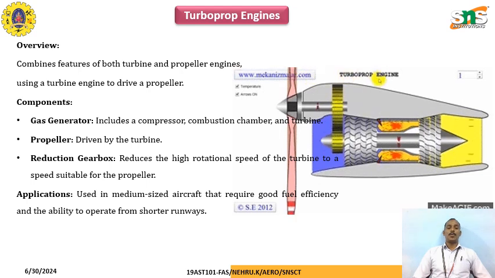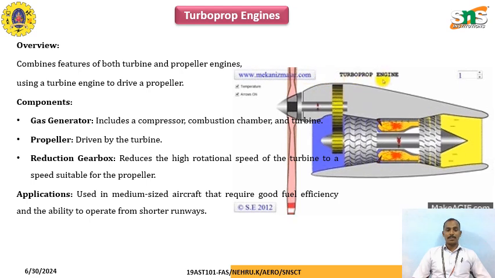Next, coming to the turboprop engine, which combines features of both the turbine and the propeller engine, using a turbine engine to drive the propeller. Components of the turboprop engine: gas generator, propeller, reduction gearbox. The gas generator includes the compressor, combustion chamber, and the turbine. The propeller is driven by the turbine. The reduction gear helps to reduce the rotational speed of the turbine to speeds suitable for the propeller.